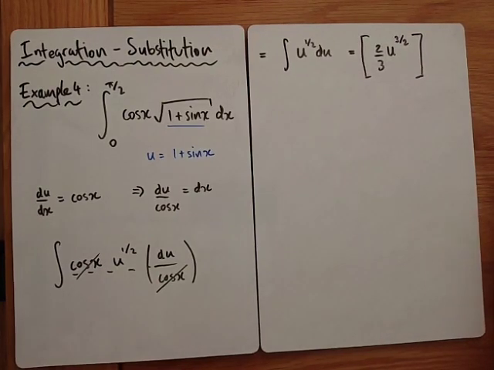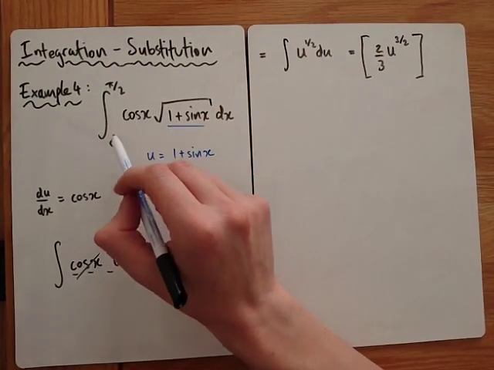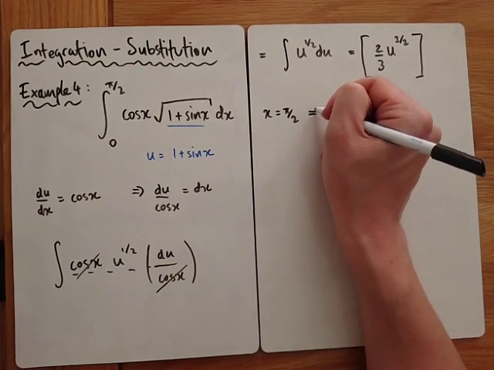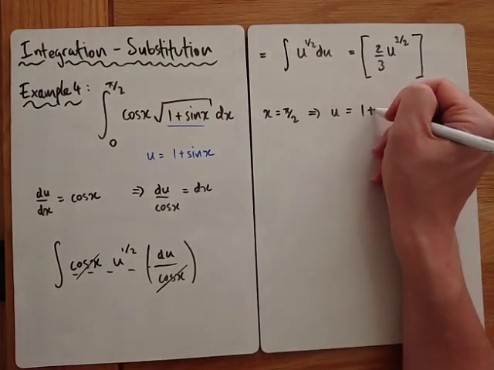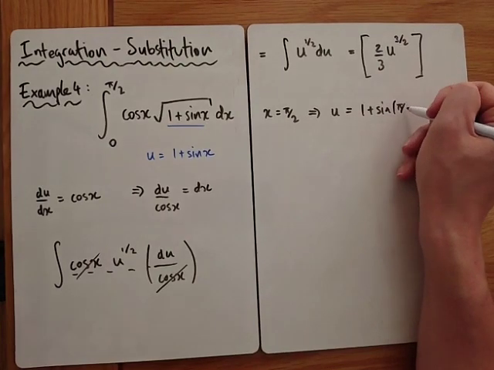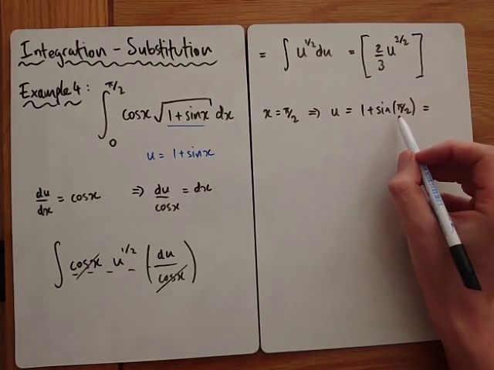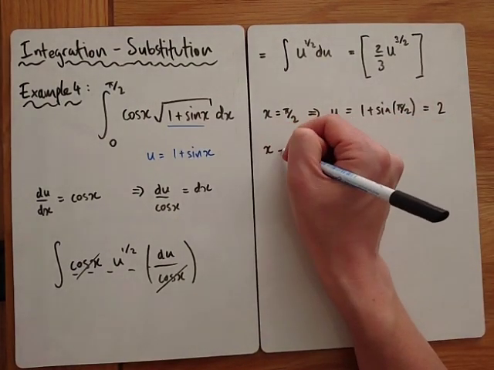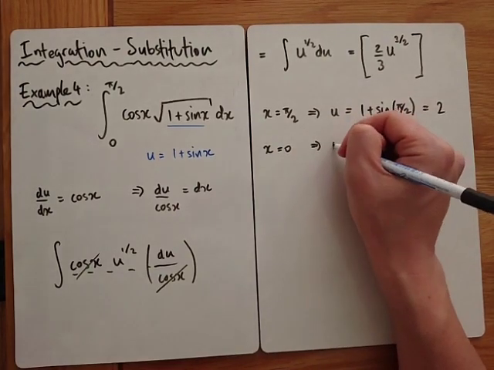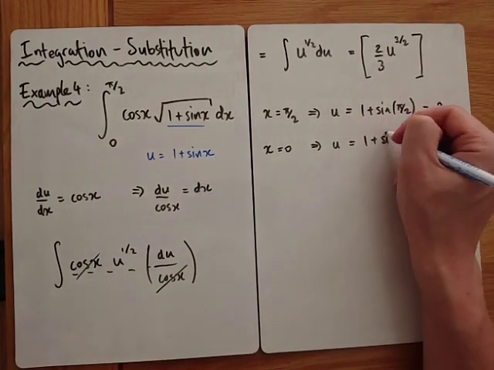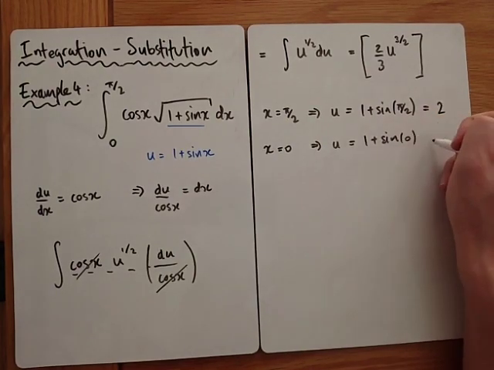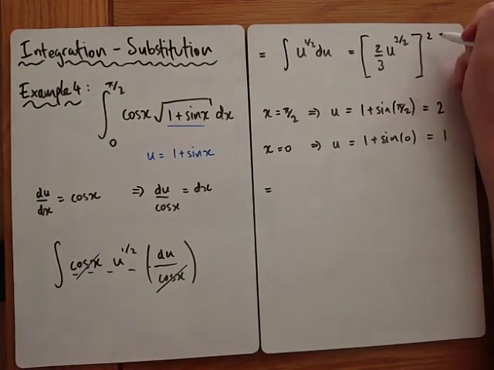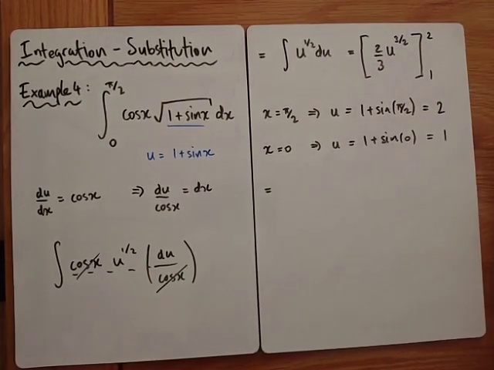Don't forget these limits are x values. So if x equals pi over 2, u would equal 1 plus sine of pi over 2. And sine of pi over 2 is just 1. So u would equal 2. And if x is equal to 0, u would equal 1 plus sine of 0. And sine of 0 is just 0. So u would equal 1. So we're just working with the limits 2 and 1 for the integral in terms of u.